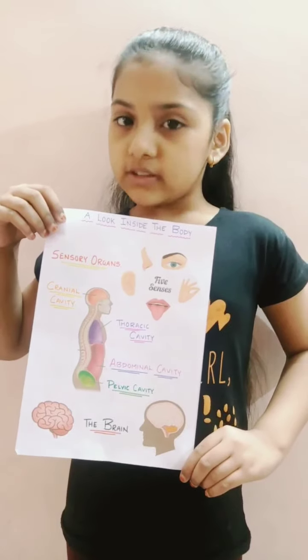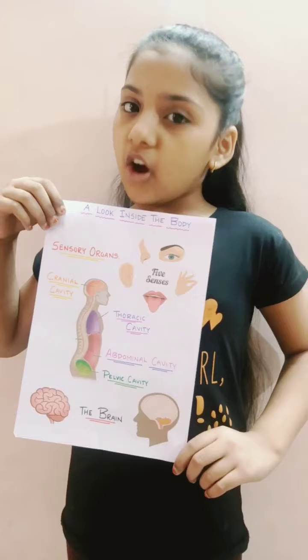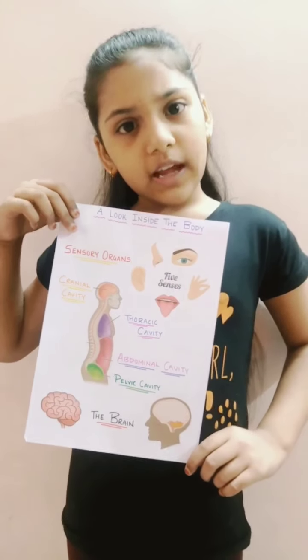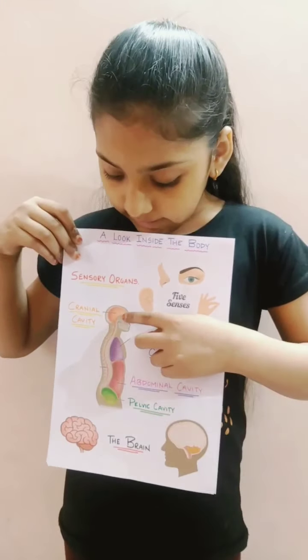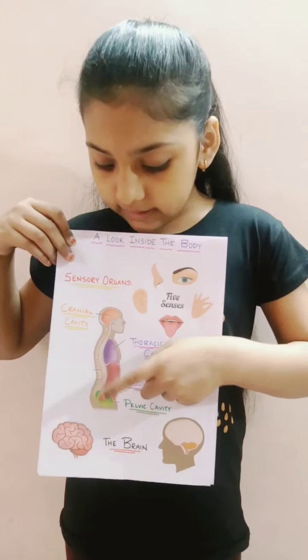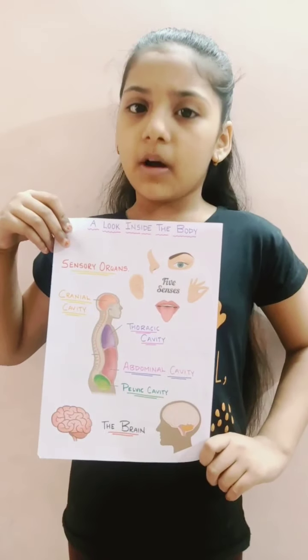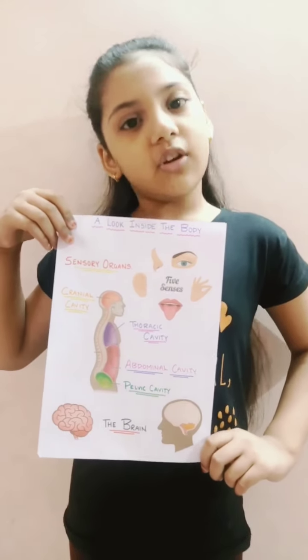Organs that are situated inside our body are called internal organs. There are four cavities: cranial cavity, thoracic cavity, abdominal cavity and pelvic cavity. Now let us look at the cavities and the internal organs.